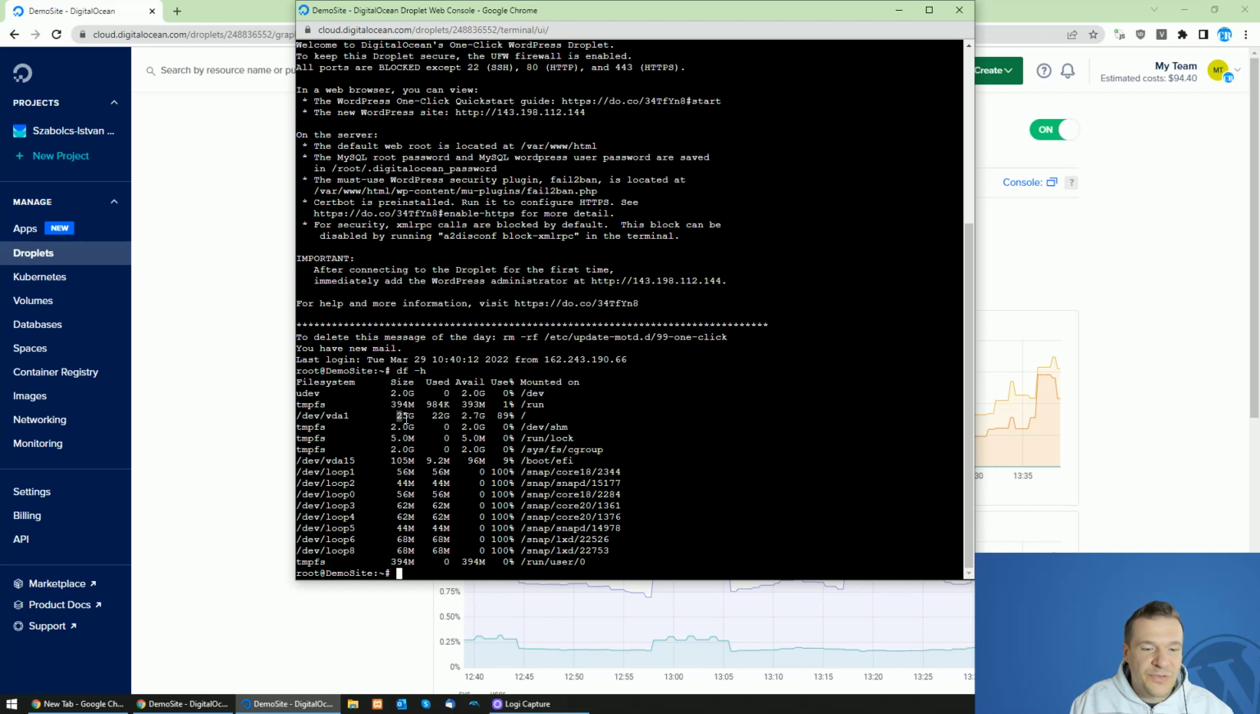So you will see 25 gigabytes here, used 22 gigabytes, and available 2.7 gigabytes. So this is the amount of free disk space that I have here on this droplet that I find with df space dash h. So yeah, I hope this method helped you.